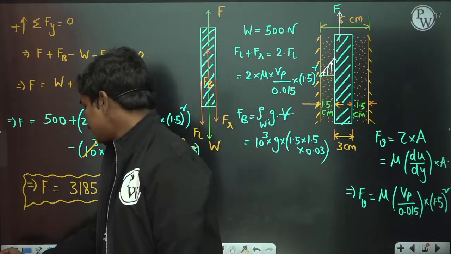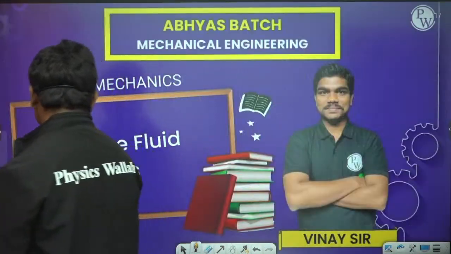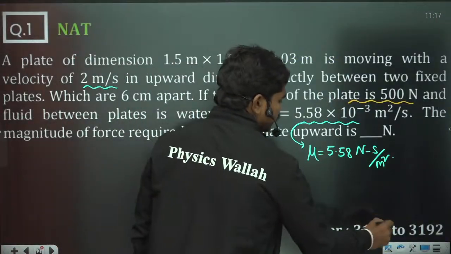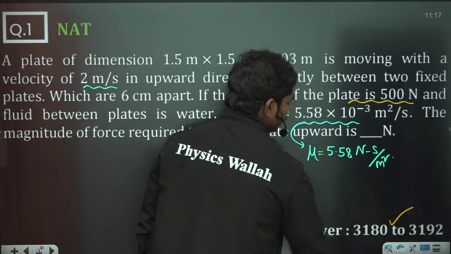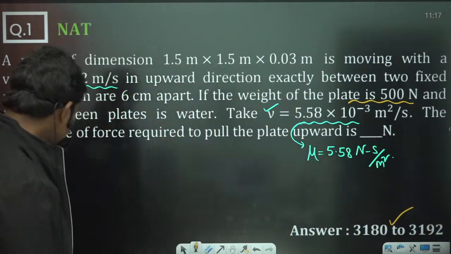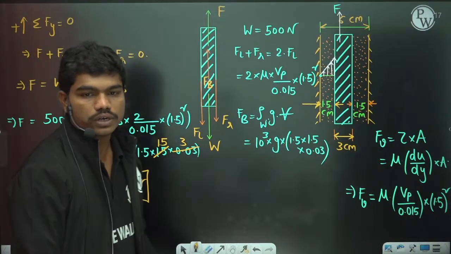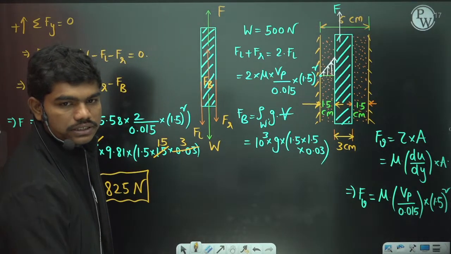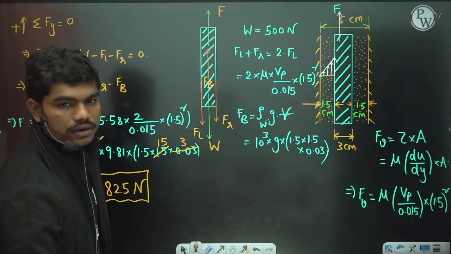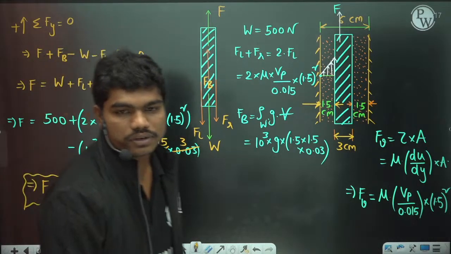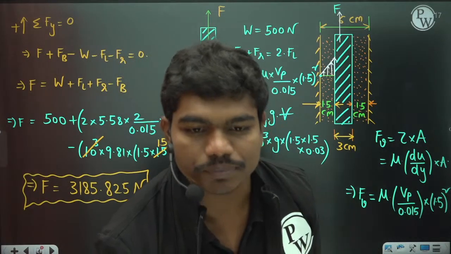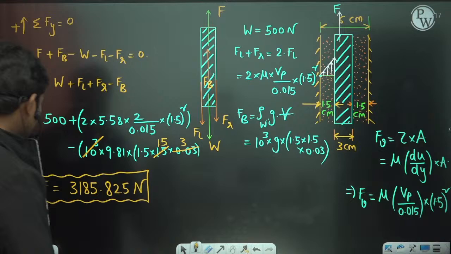Fine then. Let us check the answer: 3185.825. Yes, 3185 is in between both these values, 3180 and 3192. This is the correct answer in this case. So let's go for the next question. Clear? Nikhil, Suraj, Chandan, all of you. Okay, fine, let us go for the next question.